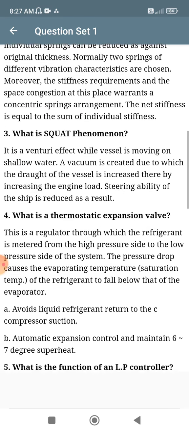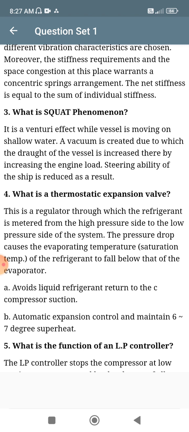Okay. So what is squat phenomenon? Squat phenomenon means it is a Venturi effect when a vessel is moving in shallow water. So a vacuum is created, due to which the draft of the vessel is increased, thereby increasing the engine load. Here the steering ability of the ship is reduced as a result.